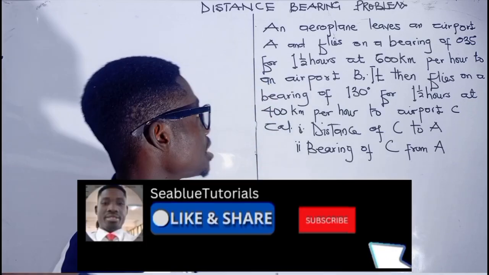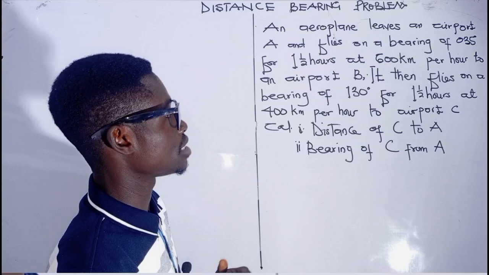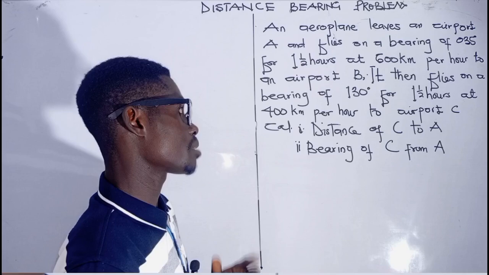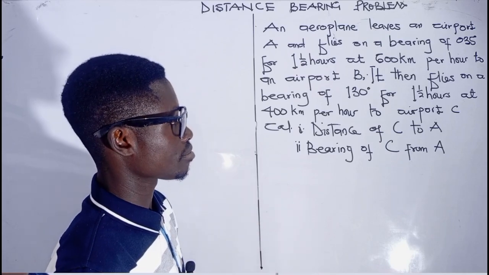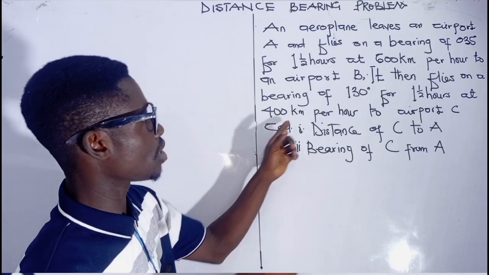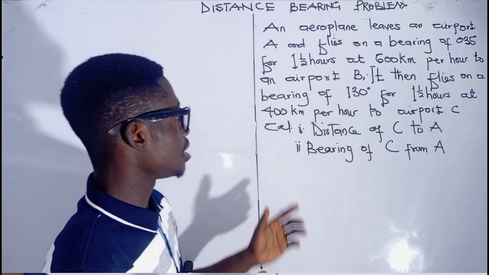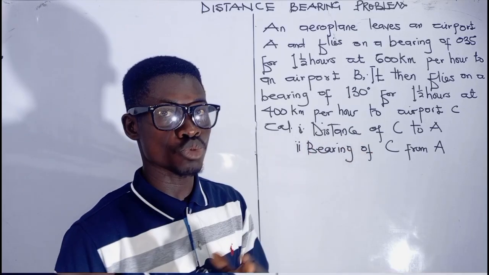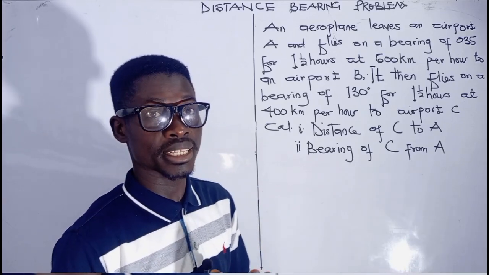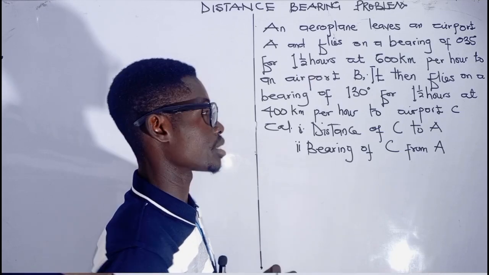So let's read the question together. An aeroplane leaves an airport A and flies on a bearing of 035 degrees for 1.5 hours at 600 kilometers per hour to an airport B. It then flies on a bearing of 130 degrees for 1.5 hours at 400 kilometers per hour to airport C. Now our task is to calculate the distance of C to A, and then we find the bearing of C from A. That is our question. Let's go through it to see how best we can approach this particular question.